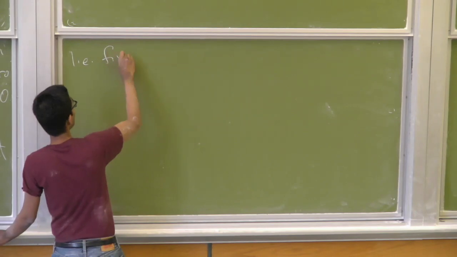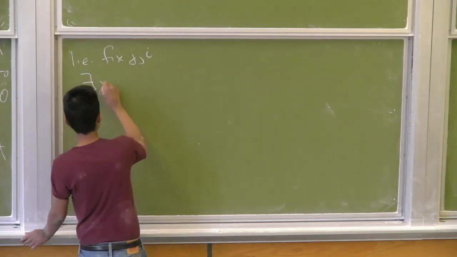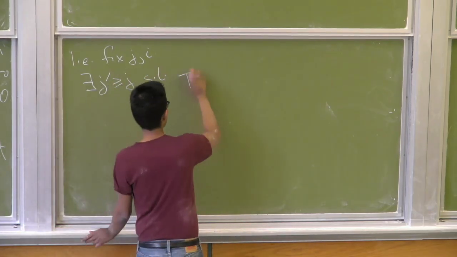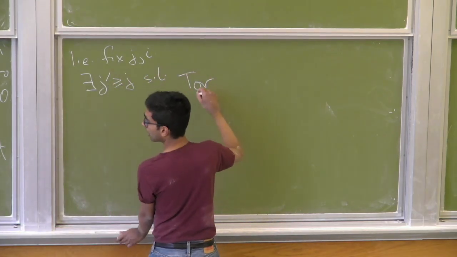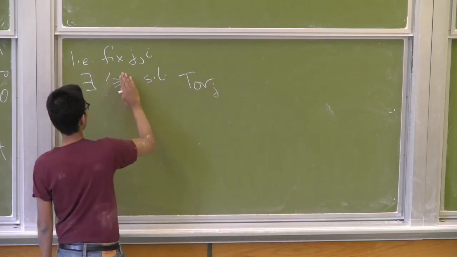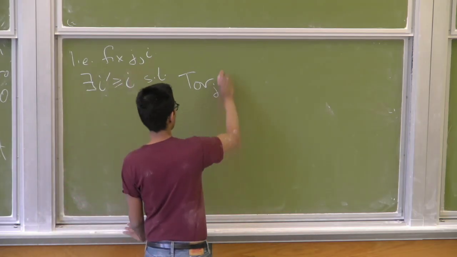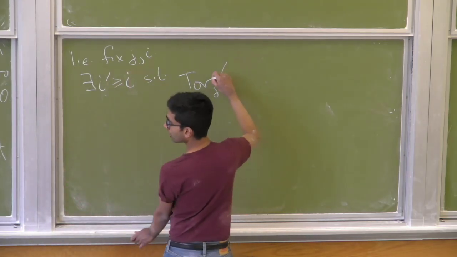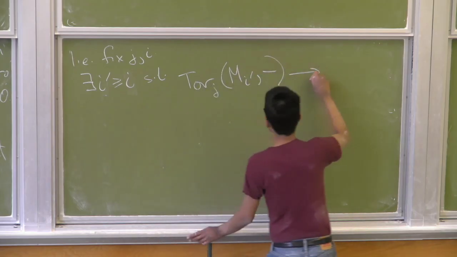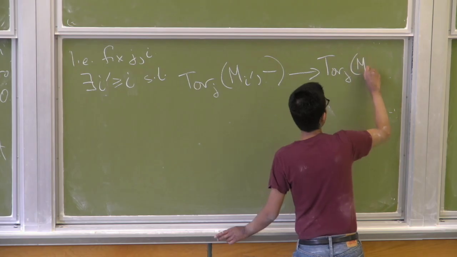So fix j and fix i. Then there exists i prime greater than or equal to i, such that the map Tor j of M sub i prime to Tor j of M sub i is zero.